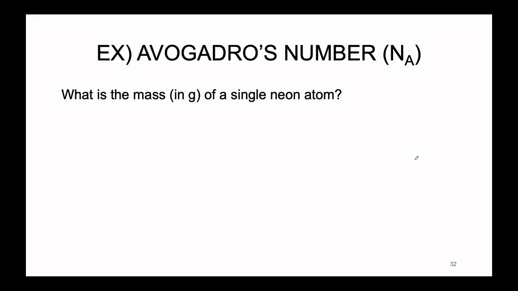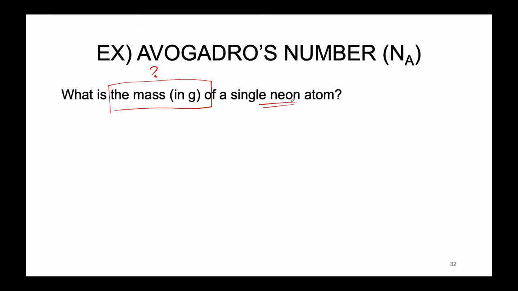Another Avogadro's number type problem. We're just moving in a different direction in the flow chart. So instead of going from mass to atom, in this problem, we are asked to find the mass, right? What is the mass in grams of a single neon atom?